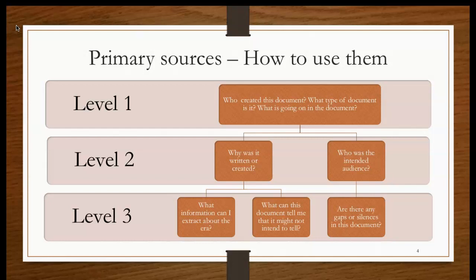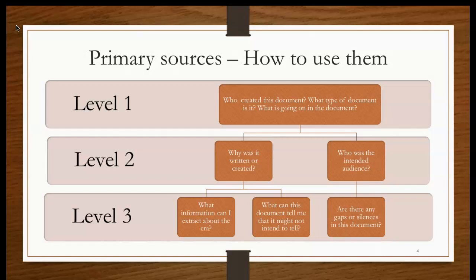This becomes very important, especially when we're using primary sources like speeches. Who would have been listening to this speech? Who would have heard it at the time? Who might have read it reprinted in a newspaper? There are all kinds of different things that you want to think about when you're thinking about the audience.